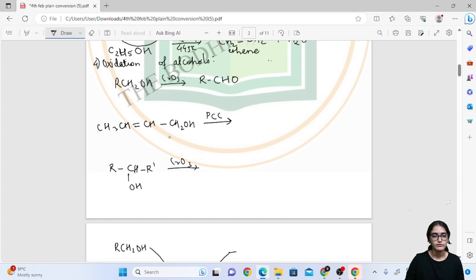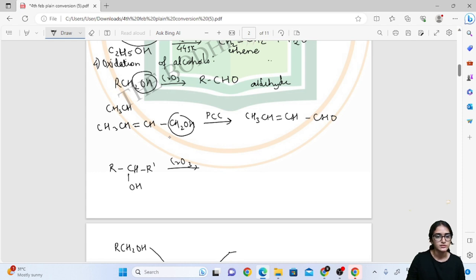Okay, so when we use this, what product are we going to get? We will get CH3 CH double bond CH then CHO. Everything is going to remain the same, only there will be a difference here and here. So instead of OH we will get the CHO group. So here we will get aldehyde, here also aldehyde only.